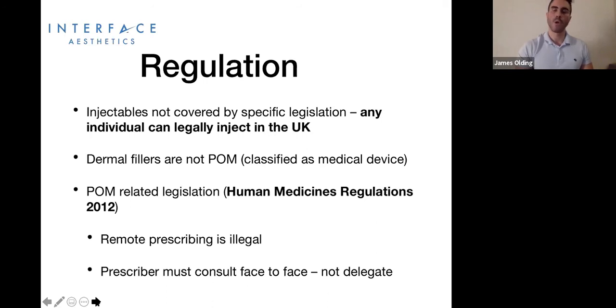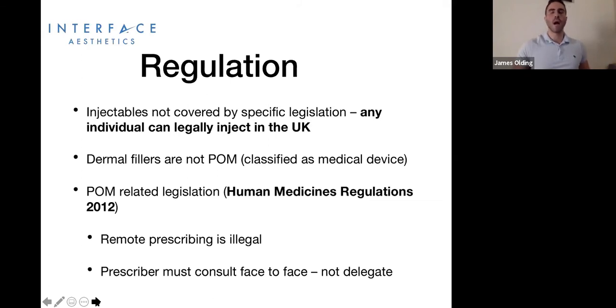Importantly, dermal fillers are not prescription medicines. So POM is prescription only medicine. They're classified as a medical device, which means anyone can buy them and anyone can inject them, as we've already alluded to. So again, they are completely outside the framework of prescription medicine.